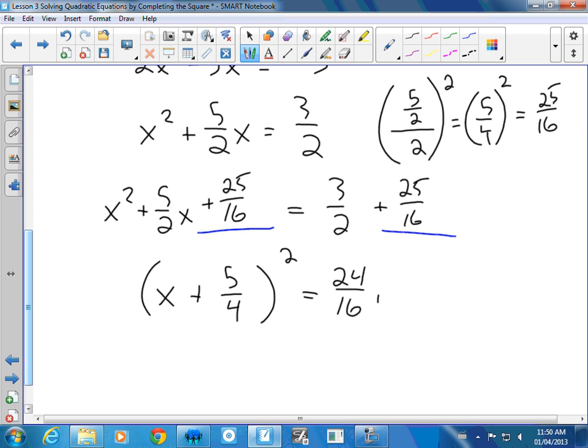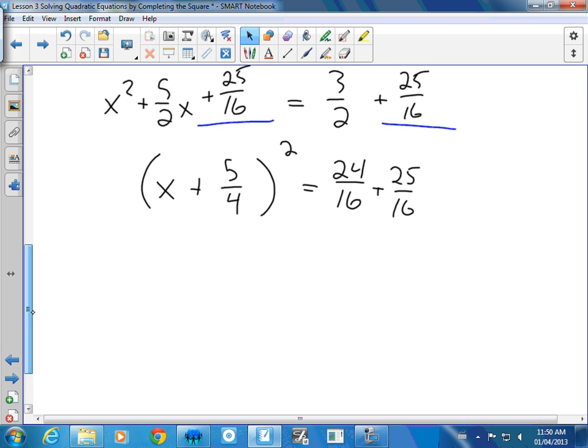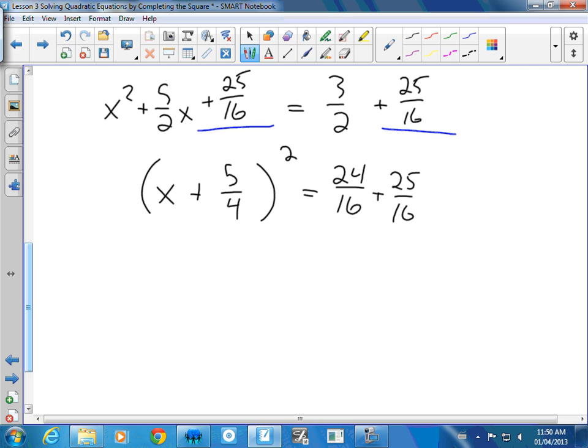Plus 25 over 16. I really shouldn't have written that step out. I should have done that one in my head. But I'm writing it out just so you can see. So what did I do there? I times that by 8, I times that by 8. I'll write that in just so you see what we did there. Okay, so x plus 5 over 4 squared equals 24 plus 25? 49 over 16.